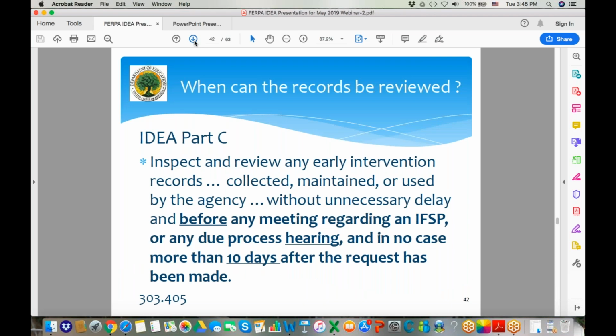So under IDEA Part C, the participating agency must allow parents to inspect and review early intervention records that are collected, maintained, or used by the agency without unnecessary delay and before any meeting, such as an IFSP meeting, or in the case of a due process hearing, if one has been requested, to ensure that access is provided not later than 10 days after the request has been made. Next slide, please.